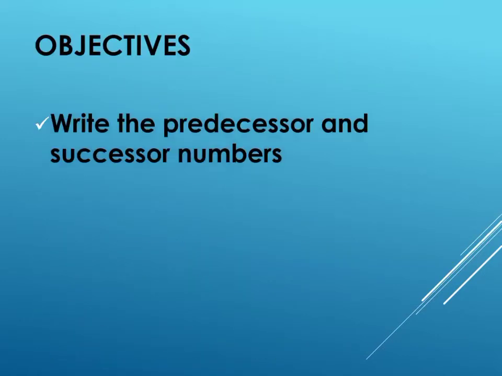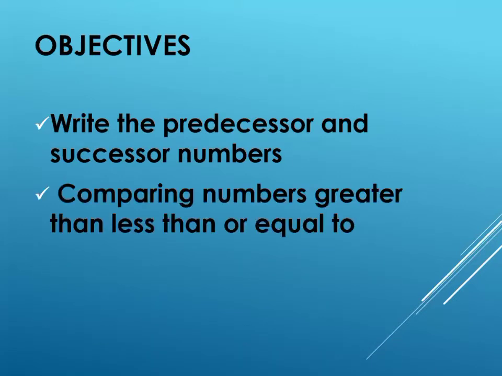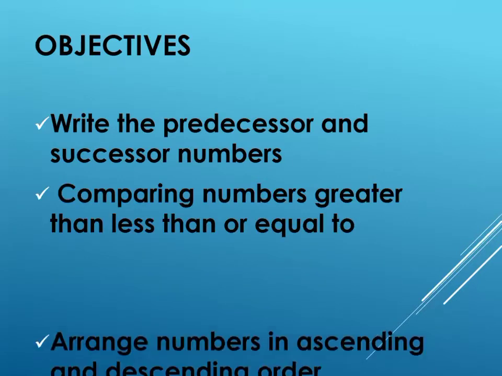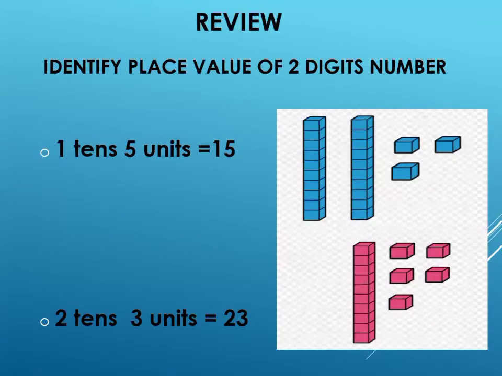So the objectives are: write the predecessor and successor number, compare numbers as greater than, less than or equal to, and arrange numbers in ascending and descending order. First we revise what we discussed in the previous class. In the previous class, we learned how to identify the place value of a two-digit number.